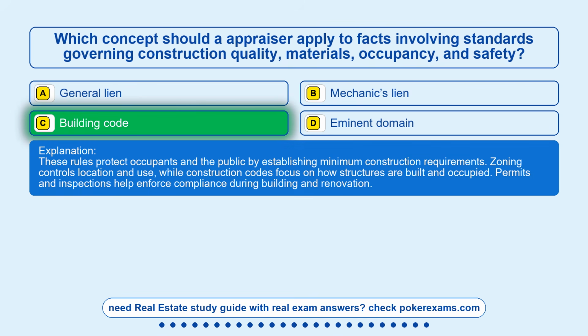These rules protect occupants and the public by establishing minimum construction requirements. Zoning controls location and use, while construction codes focus on how structures are built and occupied. Permits and inspections help enforce compliance during building and renovation.